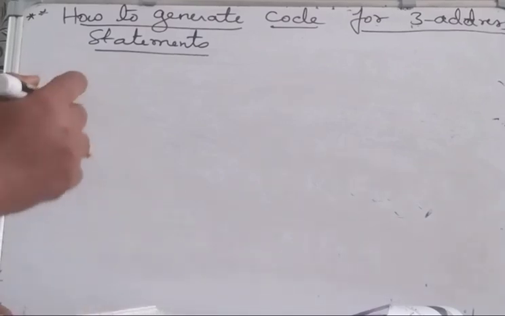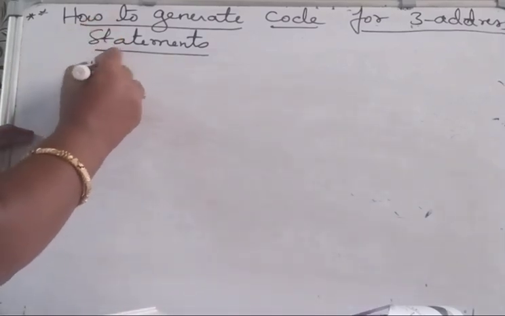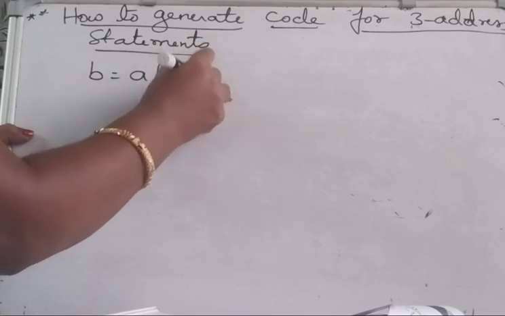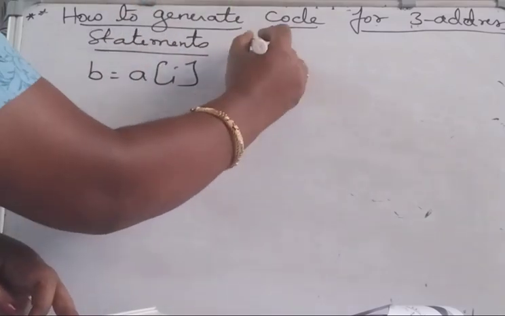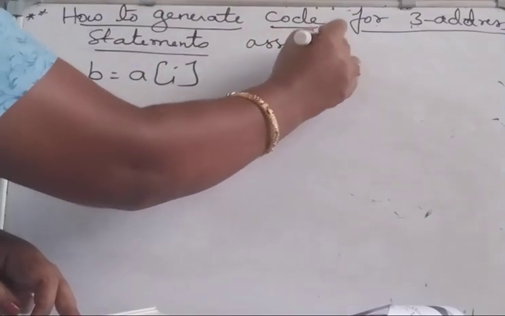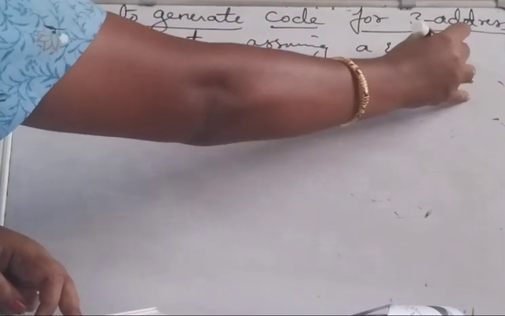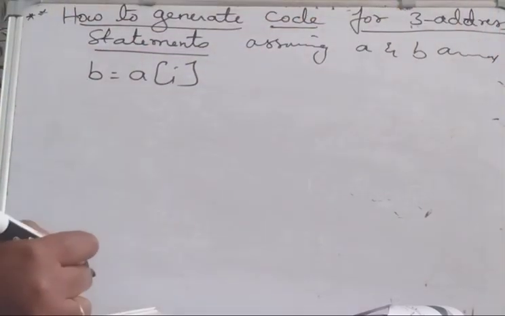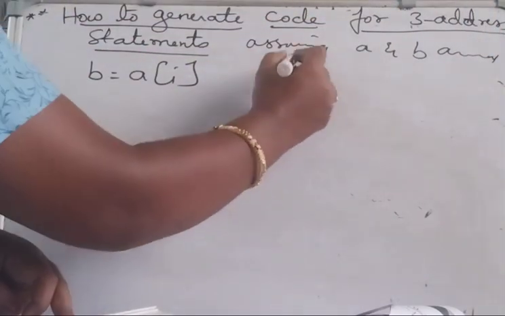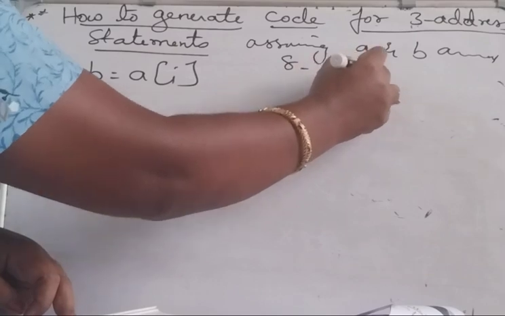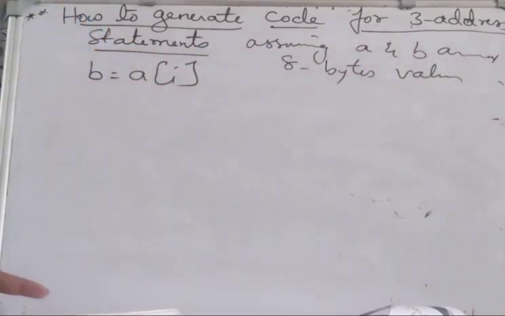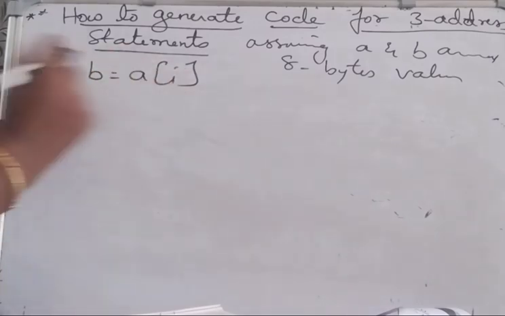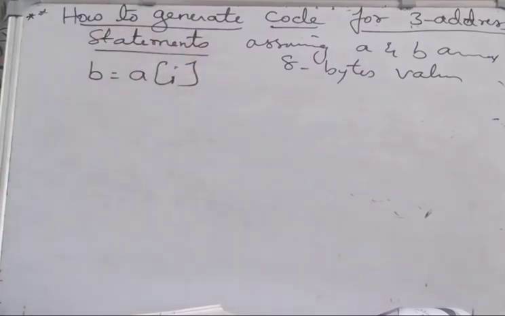Now the second question that has been given is b = a[i]. An array has been given here. Generate code for the following 3 address statement, assuming a and b are arrays. Suppose a and b are arrays whose elements are 8-byte values. So this is the question. Here an array has been given and each element in the array is 8 bytes.